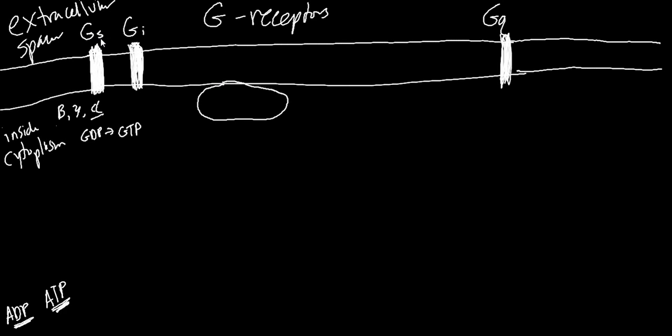Now, for the GS, the alpha unit will come over here. It will stimulate this thing. However, on the other side, we have GI. GI, S for stimulate, I for inhibit. So we're also going to have a beta, gamma, and an alpha.